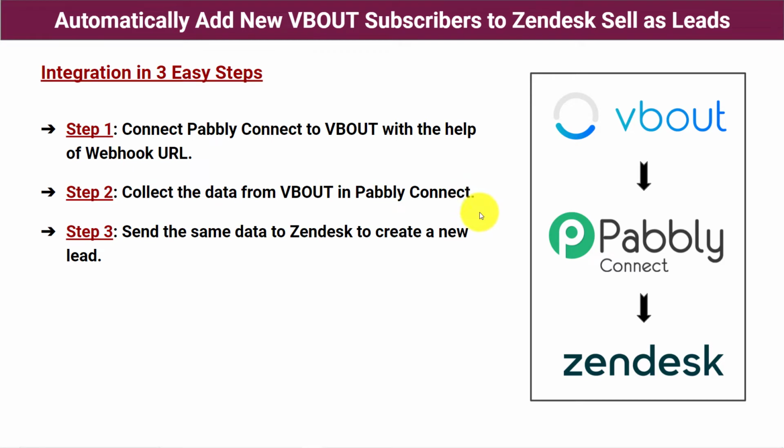So in second step, we'll create a new subscriber or contact here in VBOUT and collect the data of that contact here in Pabbly Connect. And step 3 says send the same data to Zendesk to create a new lead. So finally, we are going to send the data that we have collected here in Pabbly Connect to Zendesk to create a new lead here, right? So first of all, let's jump back to our step 1 and open Pabbly Connect.